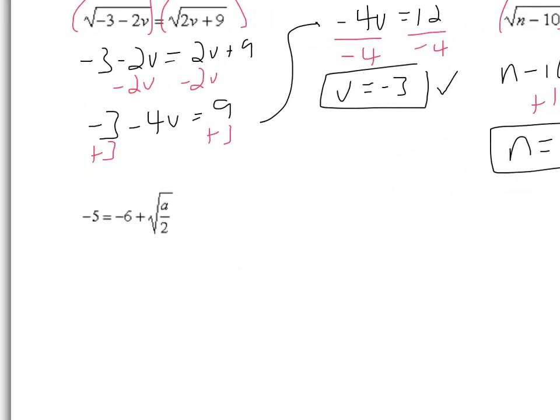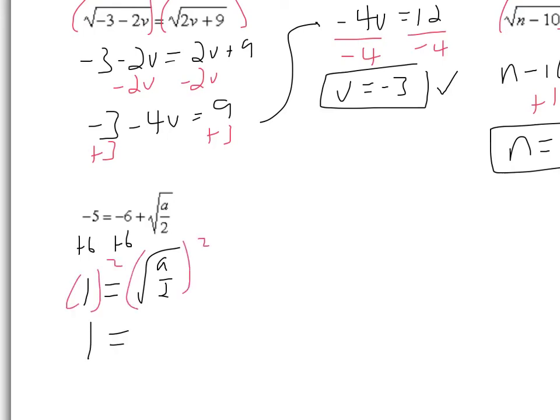And our last one, again here we have a fraction in the root, but again we want to isolate it, so we would add 6, and we would get 1 equals the root of a over 2, which is not a big deal. We just square it. And we get 1 equals a over 2. Multiply both sides by 2. And we have a equal to 2. We plug that in, and that also checks.